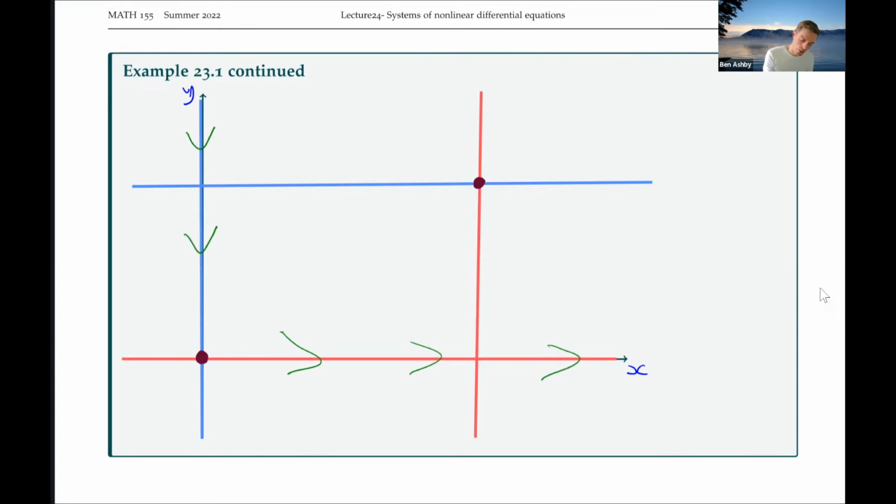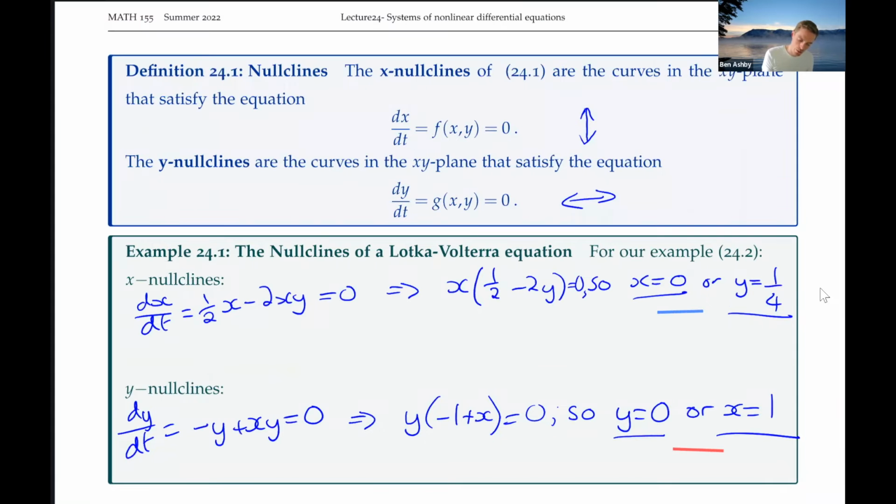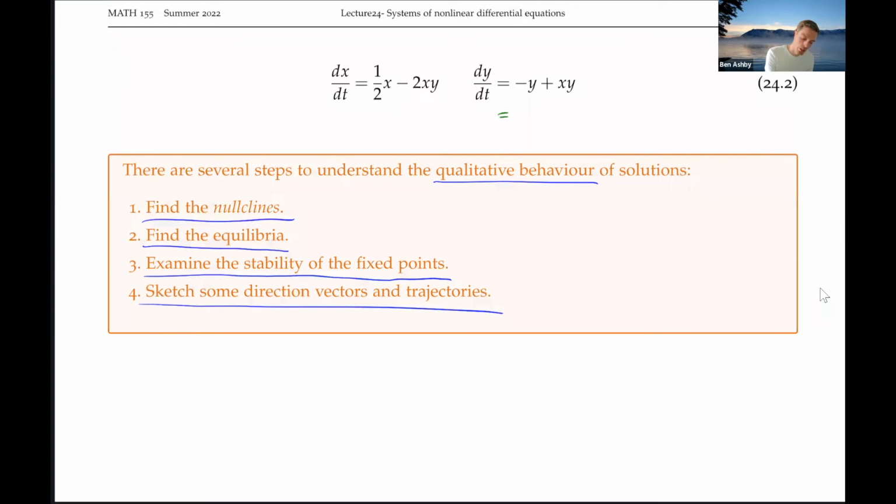Okay, what about on our other nullclines? Well, if we think about our y is equal to a quarter nullcline, again, let's think about what's going on with our dy dt equation. When y is equal to a quarter, then we're going to have minus a quarter plus x times over 4. So we can take out a factor of a quarter at the front. We're going to have minus 1 plus x. So the sign of this depends on x. So if x is greater than 1, then dy dt is going to be positive. And if x is less than 1, then dy dt is going to be negative.